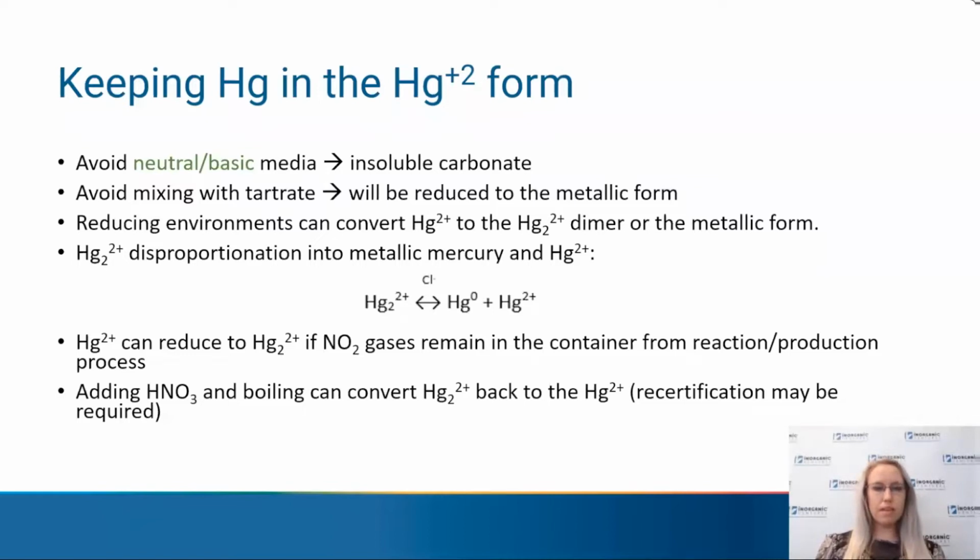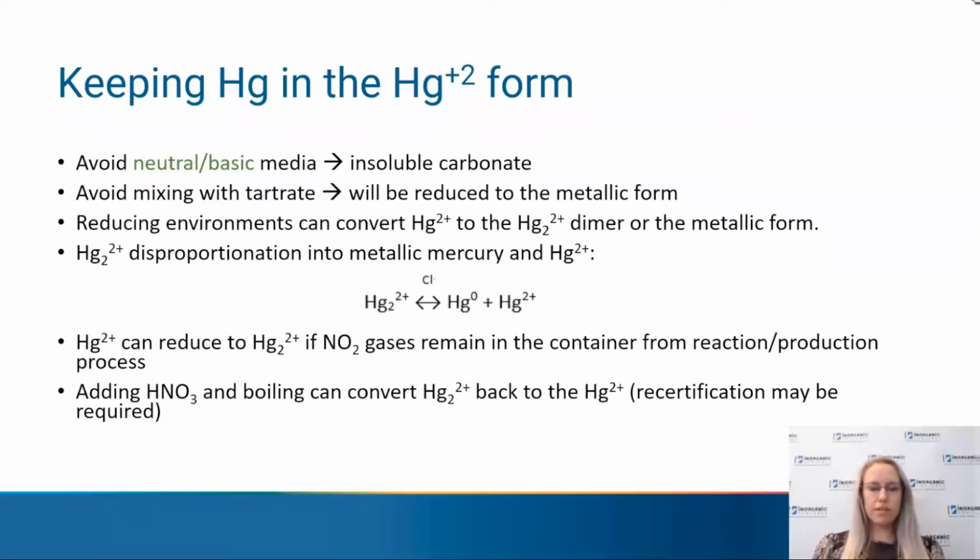Another thing that can convert the ions to the dimer form is leftover nitrogen dioxide fumes from your reaction or digestion process. If you have those fumes left over in the container and they're allowed to sit with your mercury solution, that can cause formation of the dimer.